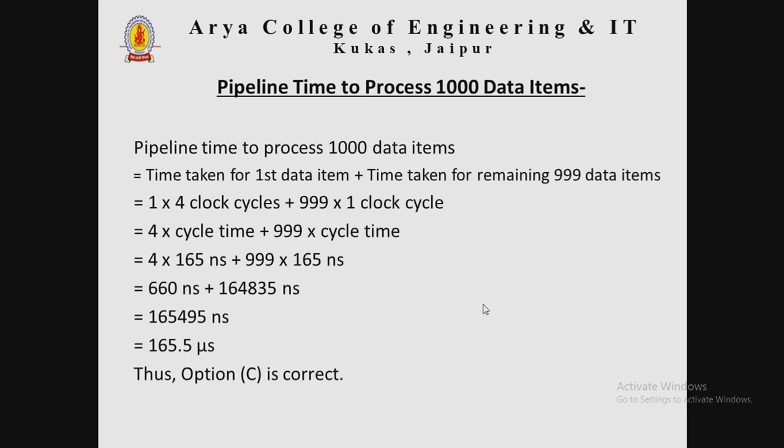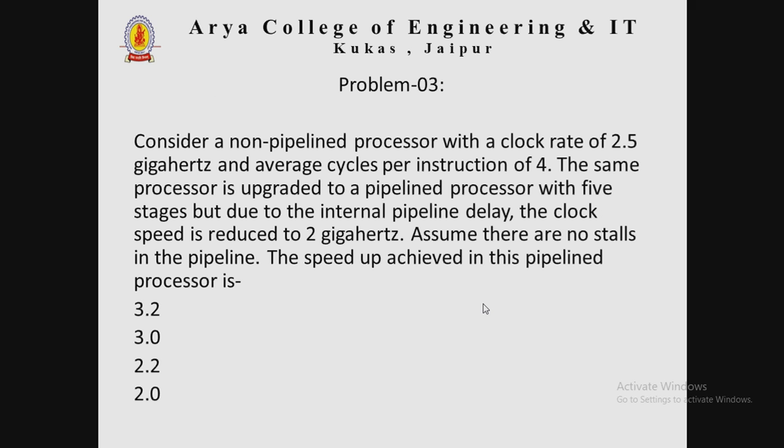Moving to problem 3, consider a non-pipeline processor with a clock rate of 2.5 GHz and average cycles per instruction of 4. The same processor is upgraded to a pipeline processor with 5 stages, but due to the internal pipeline delay, the clock speed is reduced to 2 GHz. Assume there are no stalls in the pipeline, the speed up achieved in this pipeline processor is. We again have 4 options: 3.2, 3.0, 2.2 and 2.0.